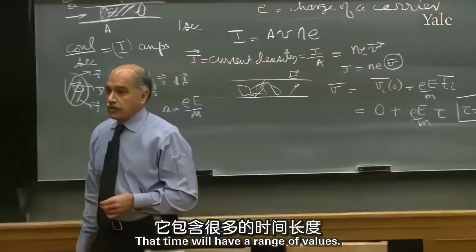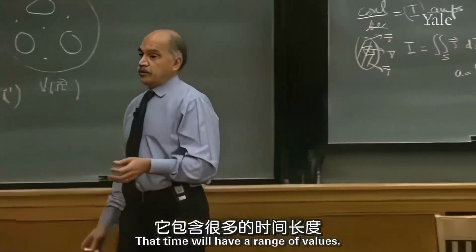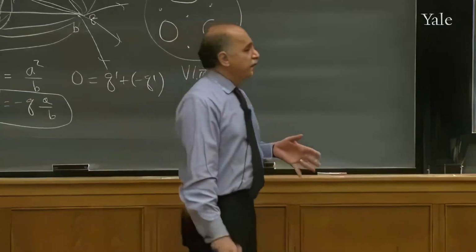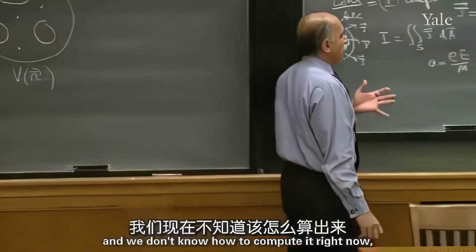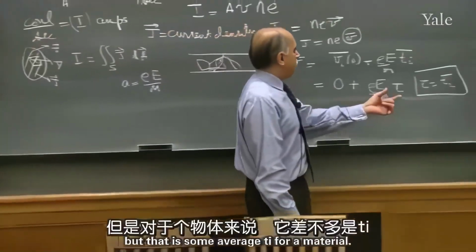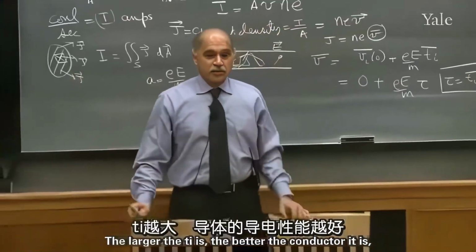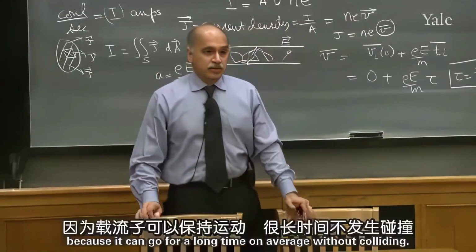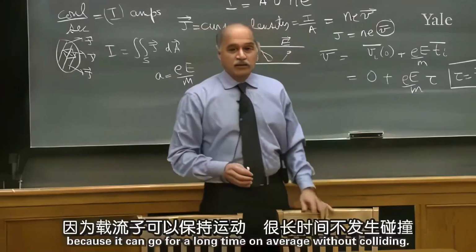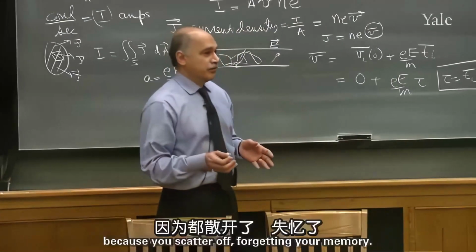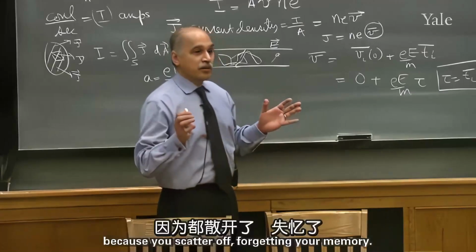That time will have a range of values. Some guys would have just collided, some wouldn't have collided for a long time. So you have to find that average, and we don't know how to compute it right now, but there is some average tau for a material. The larger the tau is, the better the conductor it is, because it can go for a long time on average without colliding. So the whole idea is, the minute you collide, you lose everything, because you scatter off, forgetting your memory.